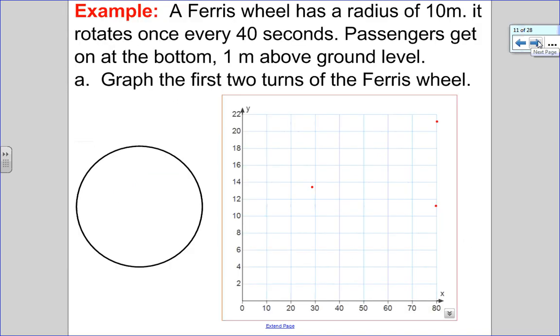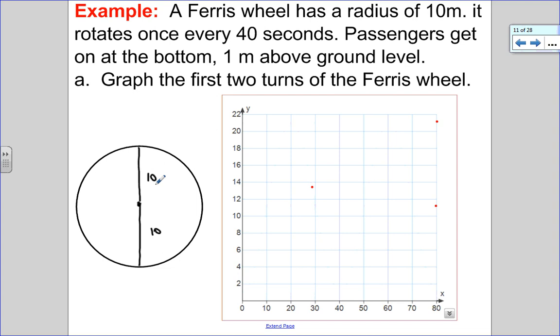Okay, so for this one here, I'm given a scenario, no equation. I'm going to actually build the equation. So we have a Ferris wheel that has a radius of 10. So that's just the distance from the middle to any point. So that's a distance of 10. And this is also a distance of 10.